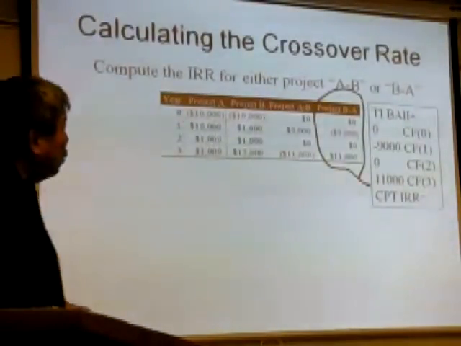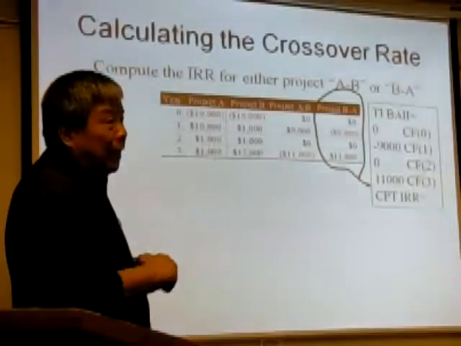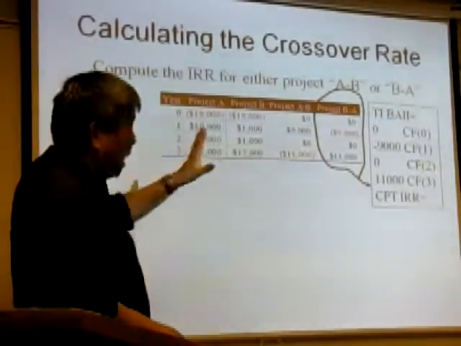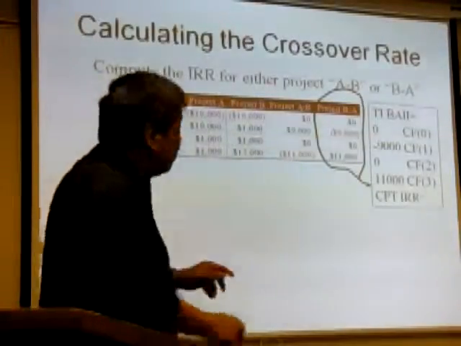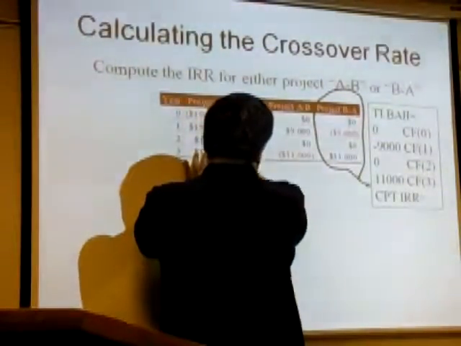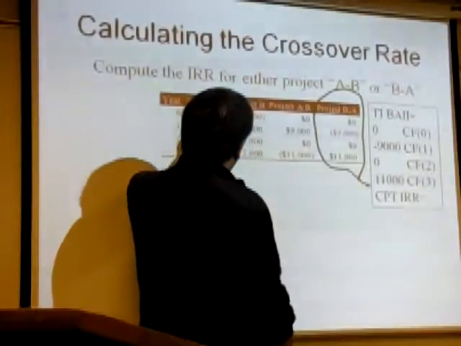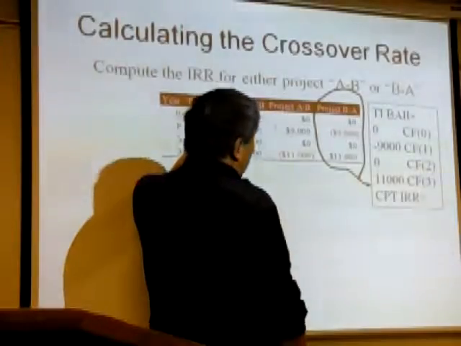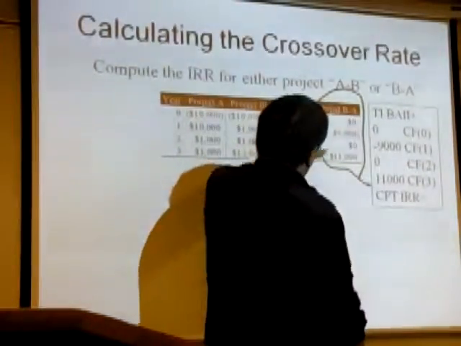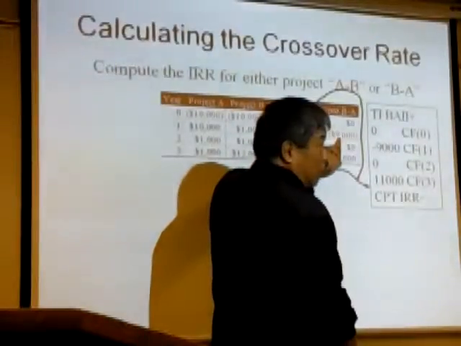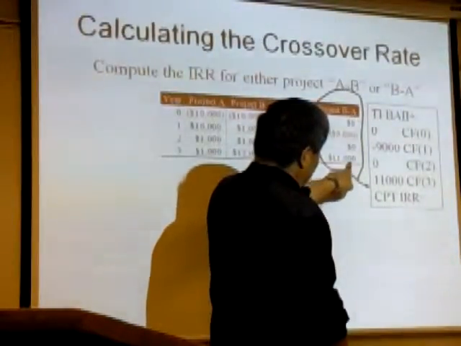Now, how do I calculate the crossover rate? The book did not tell you, but in my slides there are a couple of methods you can use. You list project A and project B with all their cash flows. Then you take this one minus this one. It doesn't matter, so I'm using this one minus this one. The difference is zero. This difference is negative 9,000. But here, $11,000 more.